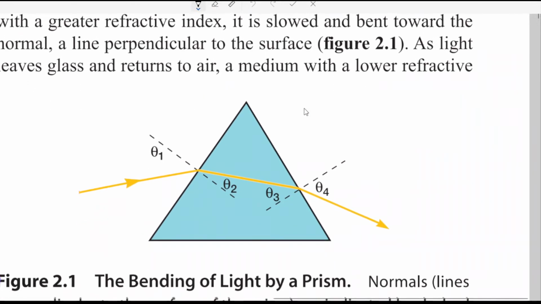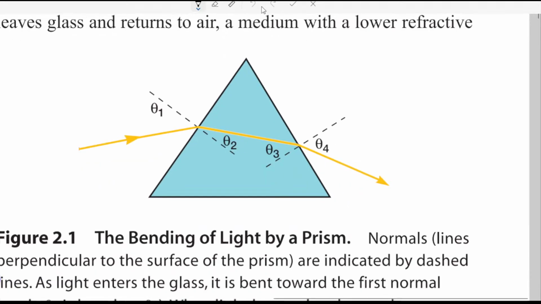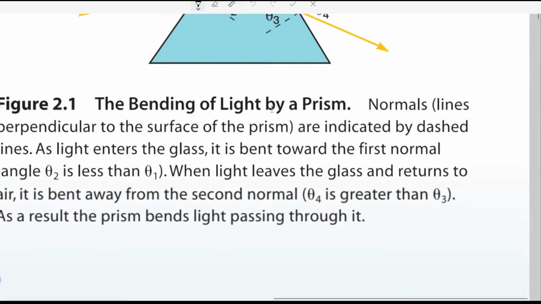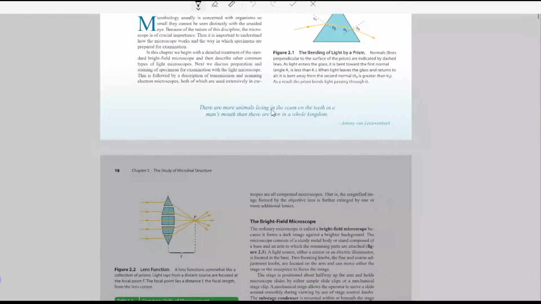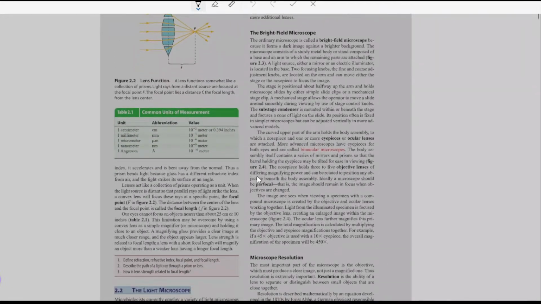And bend towards the normal line, perpendicular. As the light leaves the glass, it returns to the air, a medium with a lower refractive index. Where is the normal line written? Where is it? It accelerates and it bends away from the normal. All right, see, the opposite scenario.